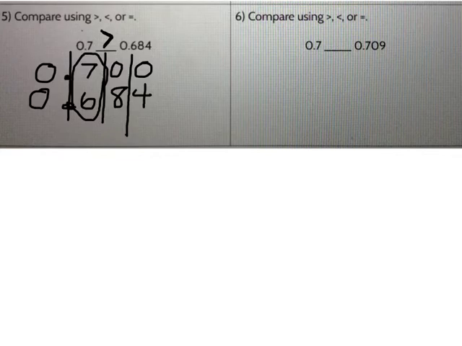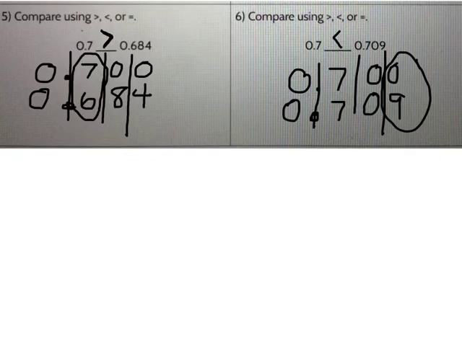Let's do another example. Compare using greater than, less than, or equal to. You try this one. Which sign goes in the blank to correctly complete that statement? This time the correct answer is less than. 7 tenths is worth less than 709 thousandths.